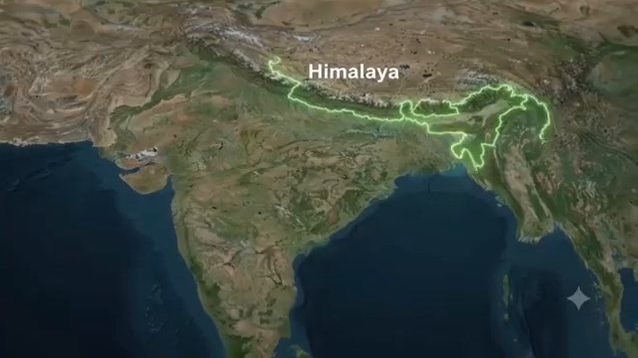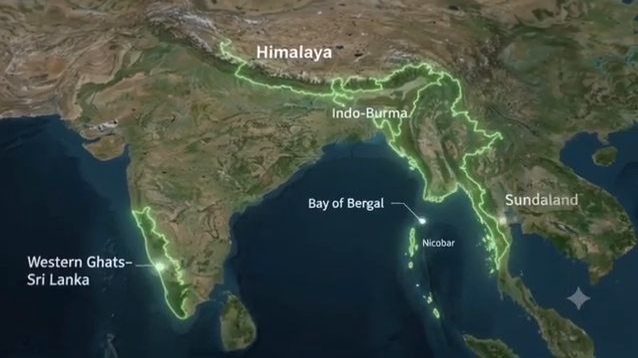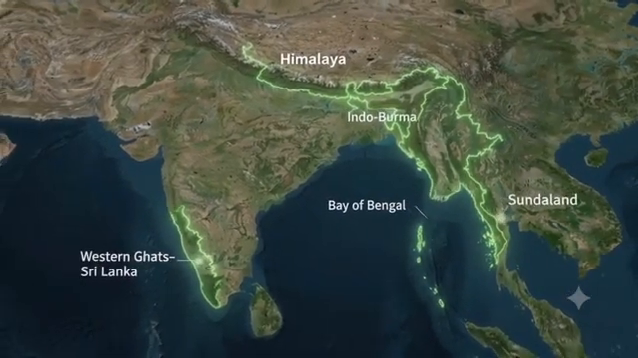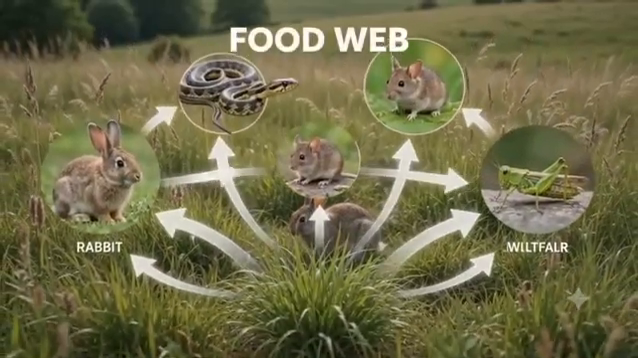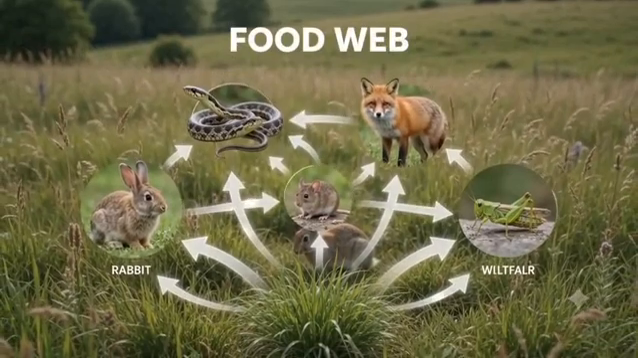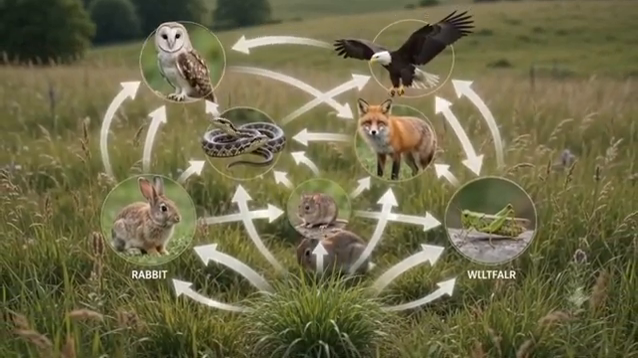4 global biodiversity hotspots cover parts of India and contain extraordinary endemic life. Interconnected food chains form a food web, providing multiple pathways for energy flow.